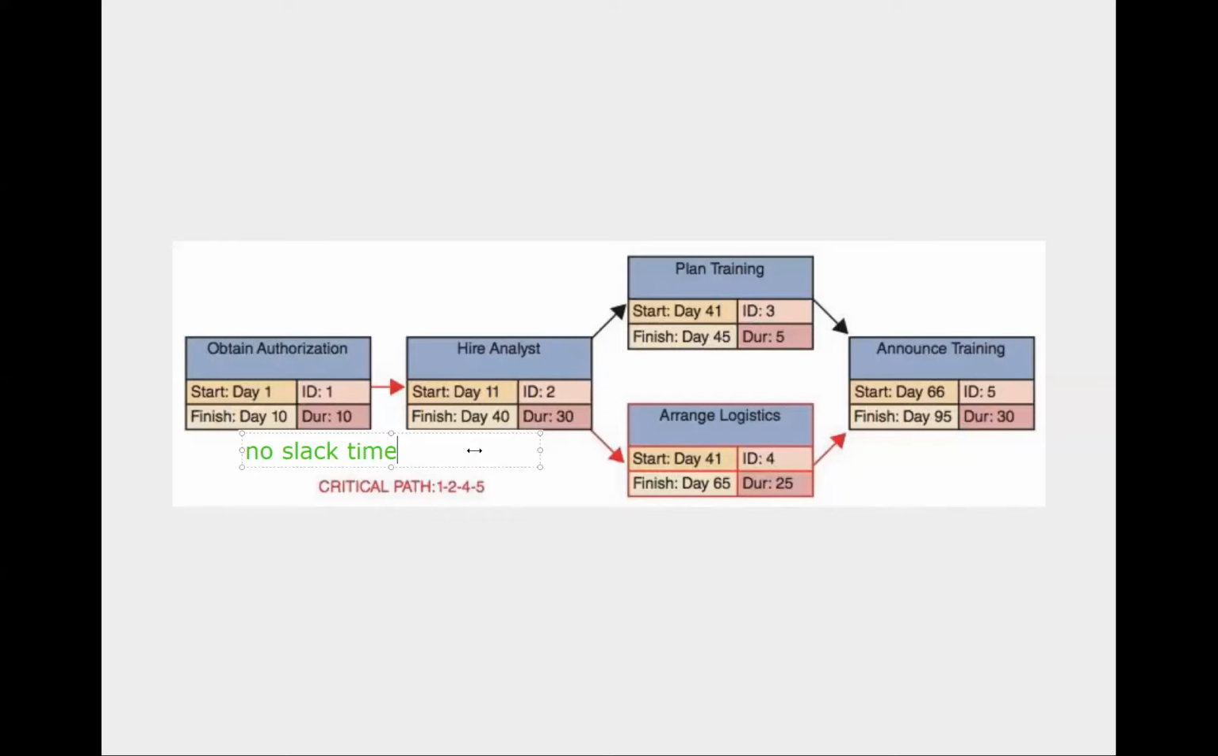Any of these tasks, no slack time. Here also, no slack time for this task as well. Here also, no slack time. No slack time means if you change the duration of any of these tasks, it will affect the total project time. Agreed?